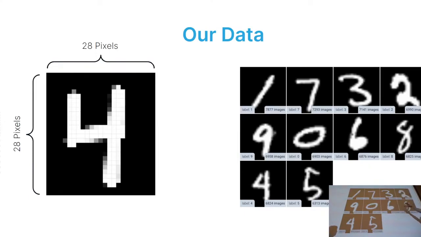And this is what the data set looks like. It has about 70,000 images. So once we input all these images into what we're going to be talking about, it's going to have a really good idea of how to classify what each image looks like.